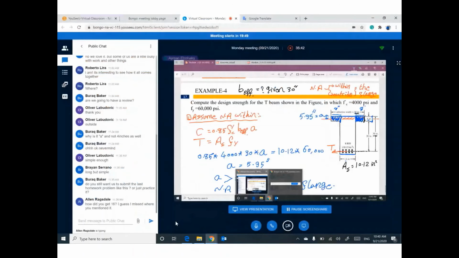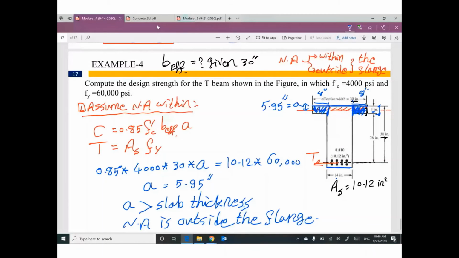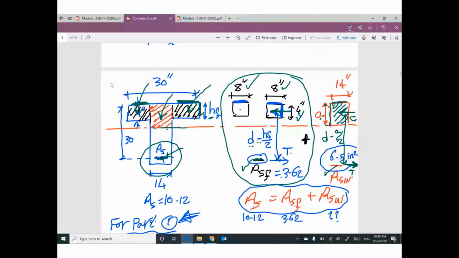Okay. So the total width is 30, and this little width is 14. So the remaining, this one plus this one, will be 16, which is 8 and 8. And the thickness is given as 4. Any other question?